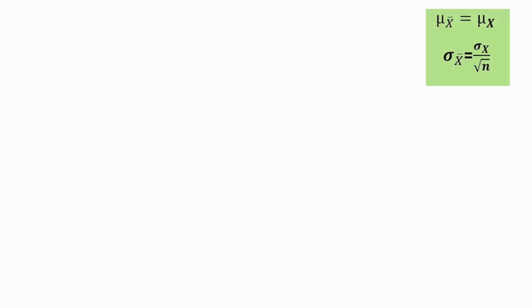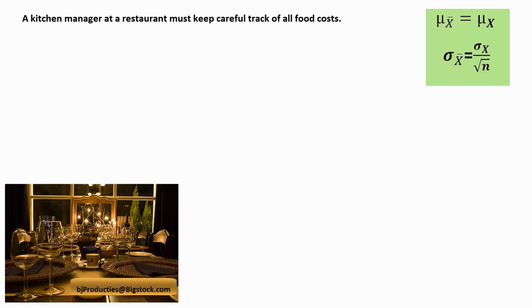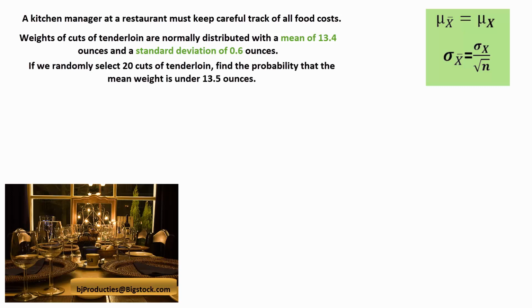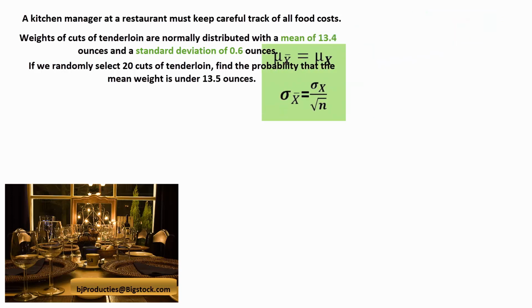A kitchen manager at a restaurant must keep careful track of all food costs. The restaurant purchases high-quality cuts of beef tenderloin. They vary in size and are charged by weight in ounces. Suppose the weights are normally distributed with a mean of 13.4 ounces and a standard deviation of 0.6 ounces. If we randomly select 20 cuts of tenderloin, find the probability that the mean weight is under 13.5 ounces.